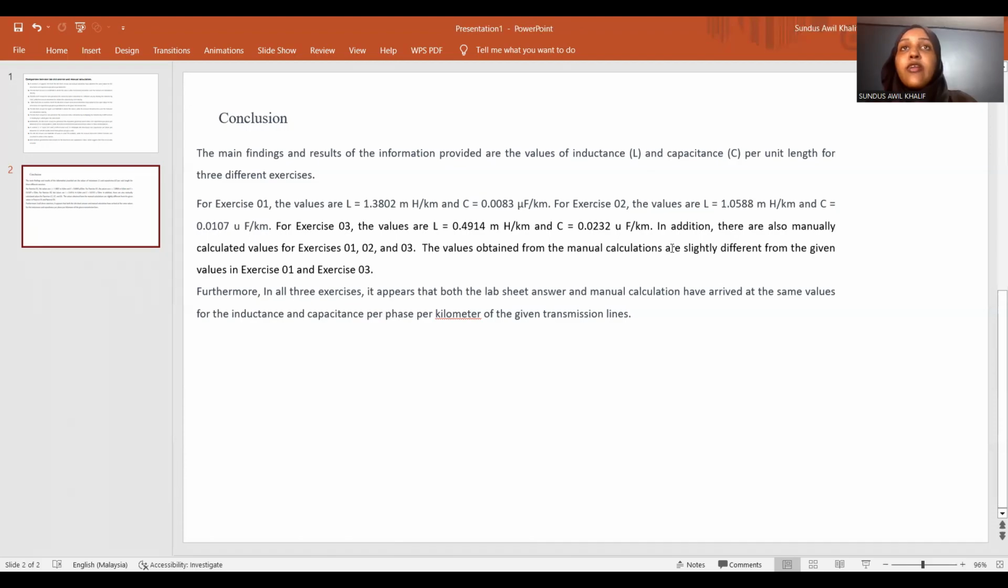The values obtained from the manual calculations are slightly different from the given values in exercises 1 and 3. Furthermore, in the 3 exercises, it appears that both the lab sheet answer and the manual calculation have arrived at the same value for the inductance and capacitance per phase per kilometer of the given transmission line.